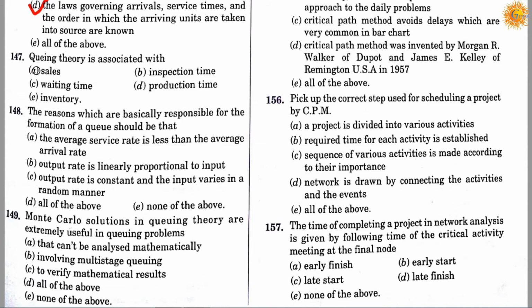Question number 147. Queuing theory is associated with, option A, sales. Option B, inspection time. Option C, waiting time. Option D, production time. Option E, inventory. Correct answer is C. Queuing theory is associated with waiting time.